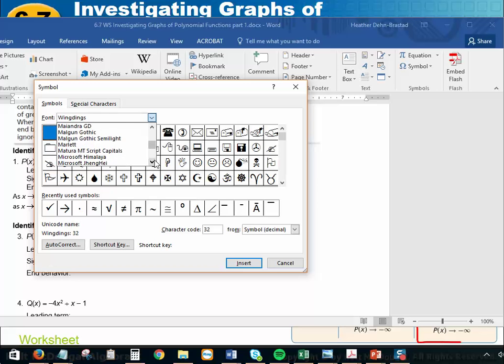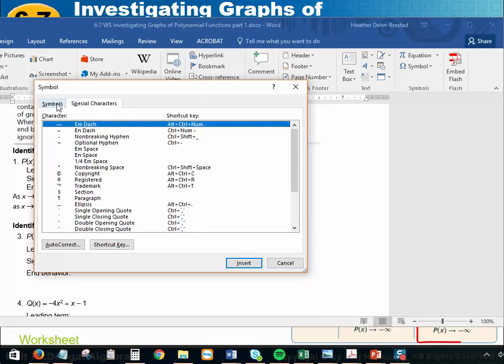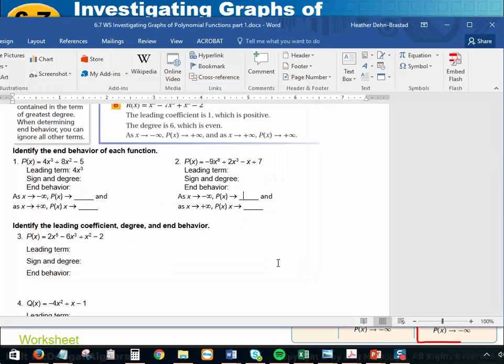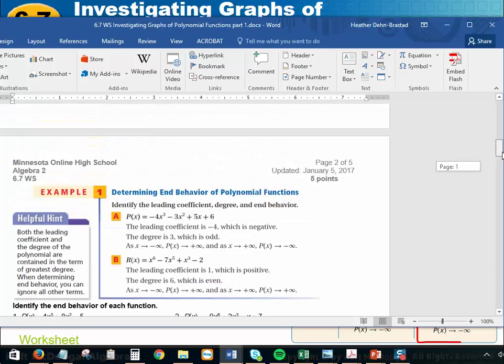Not so easily, right? I thought there'd be a math one. Special characters? No. So I'm sure it's here somewhere, but I can't find it quickly. But you could also, I highlighted that, and now I'm doing Control C, and when I do Control V, there's the infinity sign. So we said that as x approaches negative infinity, what was going to happen?